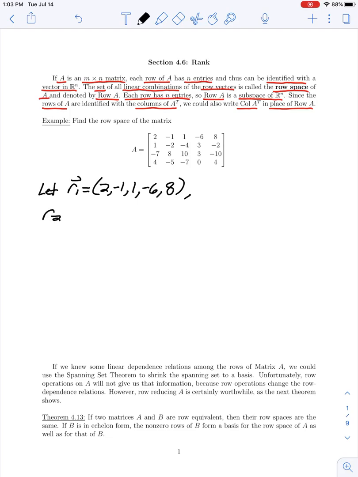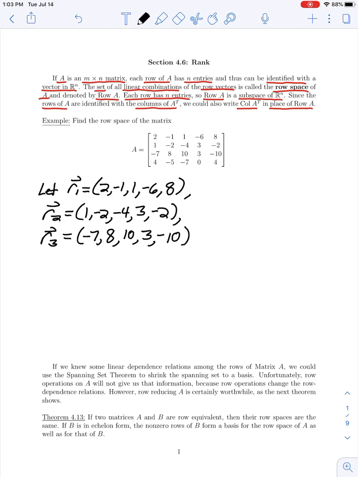Row 2, or R2, would be the vector 1, -2, -4, 3, -2. Our third row vector, R3, is -7, 8, 10, 3, and -10. And our fourth row vector, R4, is the vector 4, -5, -7, 0, 4.